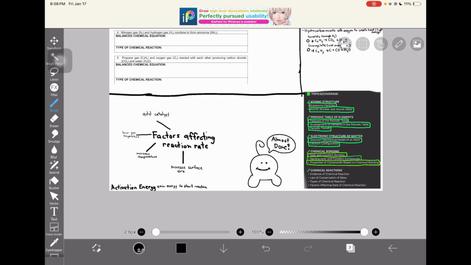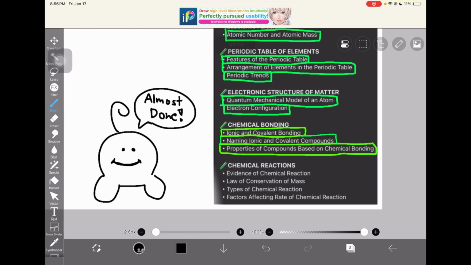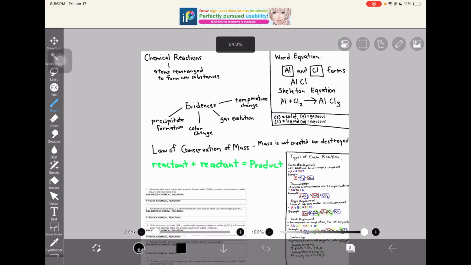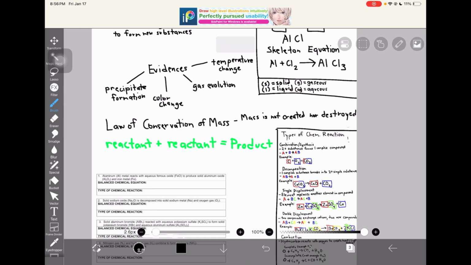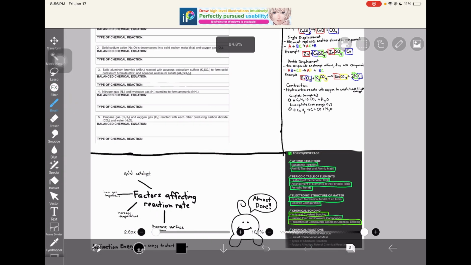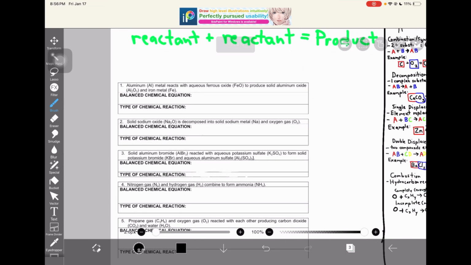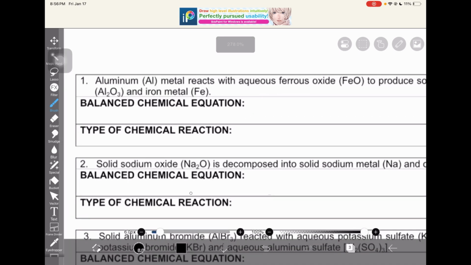Now, this technically would be done because we have the evidence of chemical reaction, the law of conservation of mass, types of chemical reaction, and factors affecting reaction rate. But I do have to take it fully. So we're gonna have one last problem solving. Yeah, I know it's been long. It's been a long day for me as well. I've been recording for 6 hours by this point. So, without further ado, let's just finish this so you can finally rest.